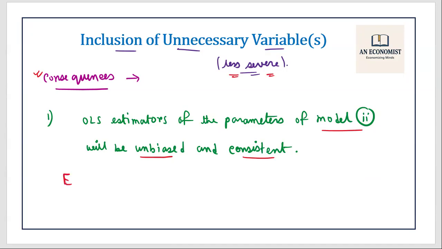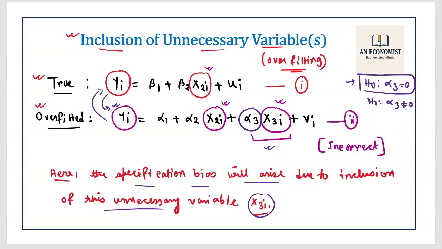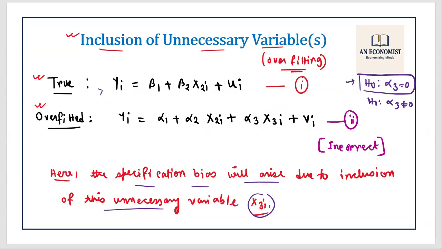So symbolically, expectation of alpha 1 cap will be exactly equal to beta 1. Expectation of alpha 2 cap will be exactly equal to beta 2, and expectation of alpha 3 cap, can you tell me what this value will be from this model? Let me remove the writing. You can look at this and try to observe. Pause the video and think what the expectation of alpha 3 cap will be. Expectation of alpha 3 cap will be simply 0.